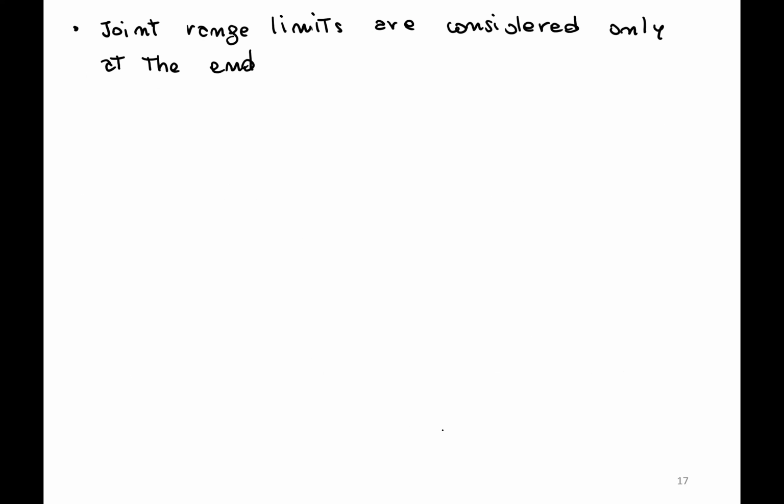Another point is the joint range limits. Remember that we have limits in our joint positions, and we need to check these limits only at the end, so only when the inverse kinematics algorithm converges, because in the middle iterations, we might violate these limits.